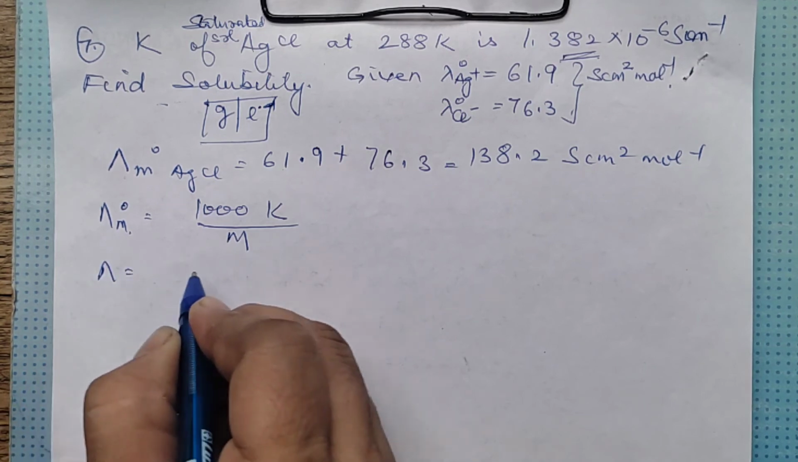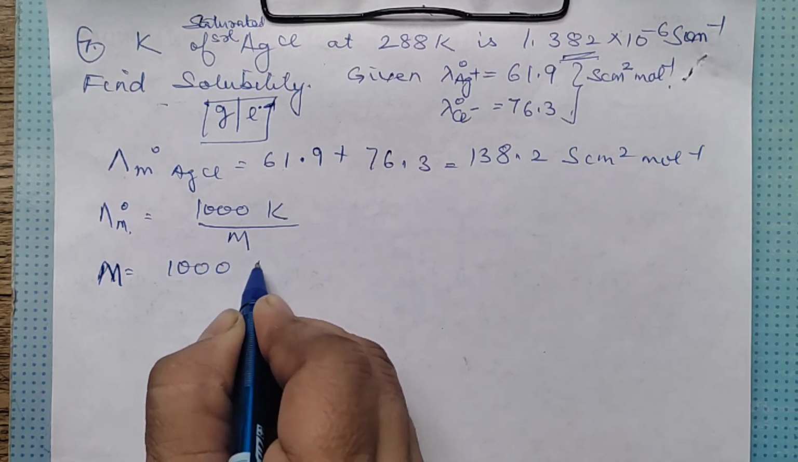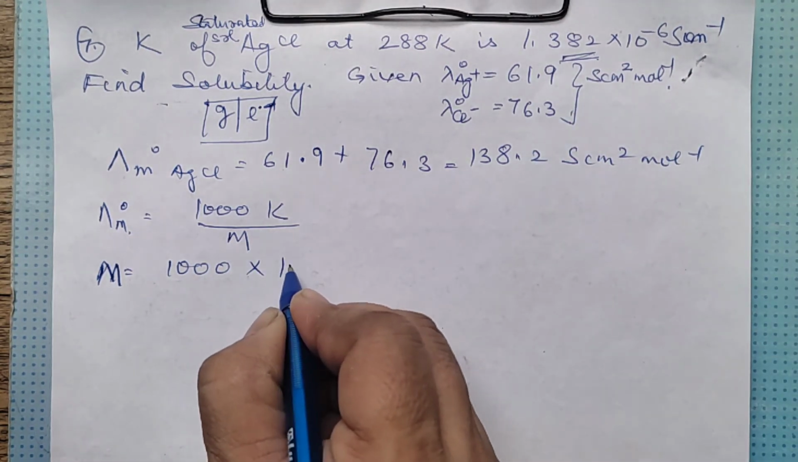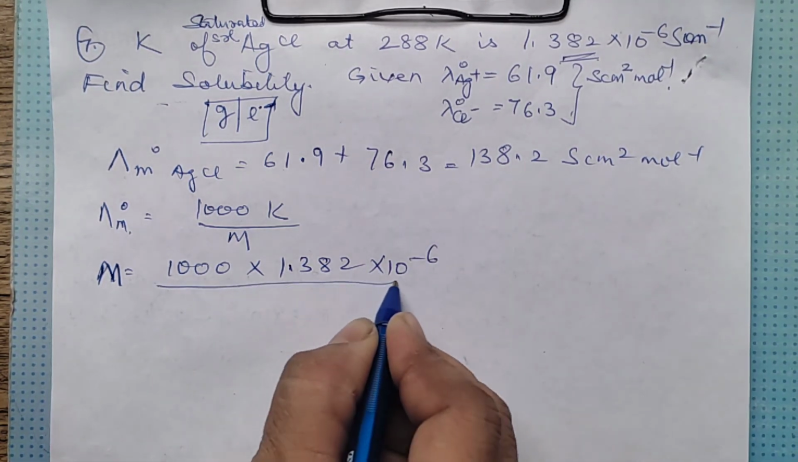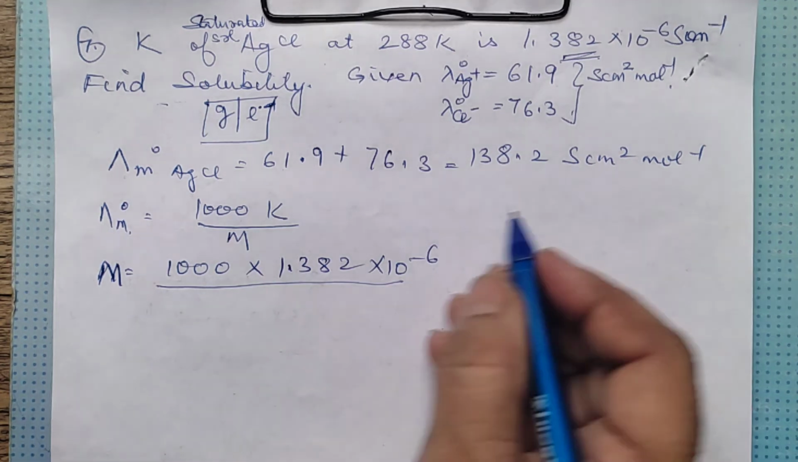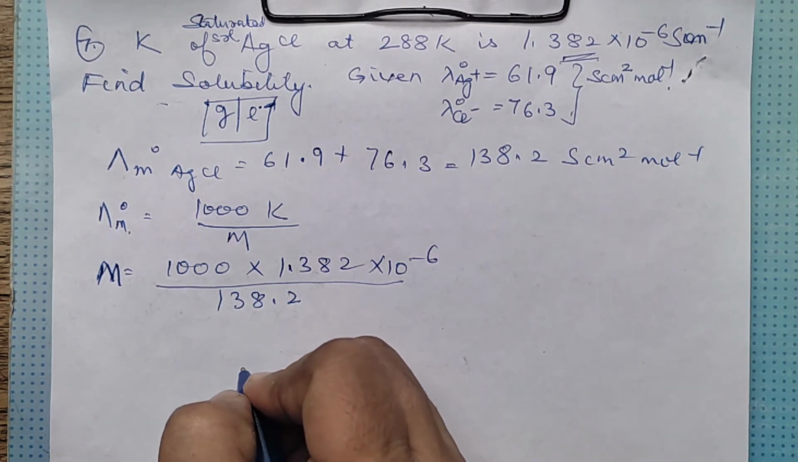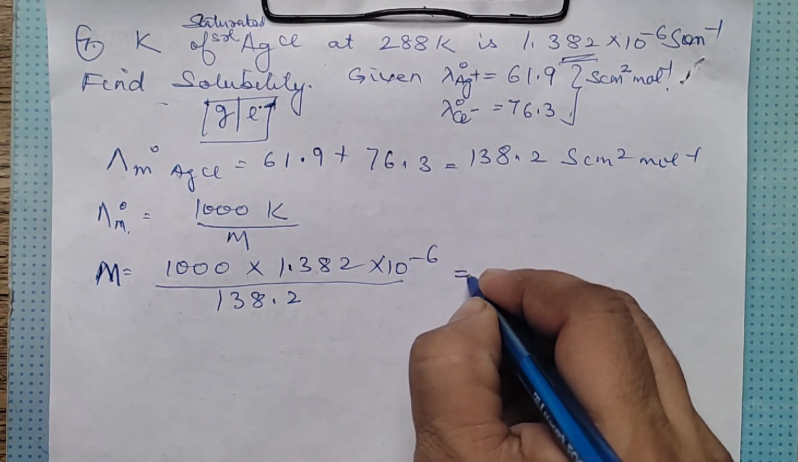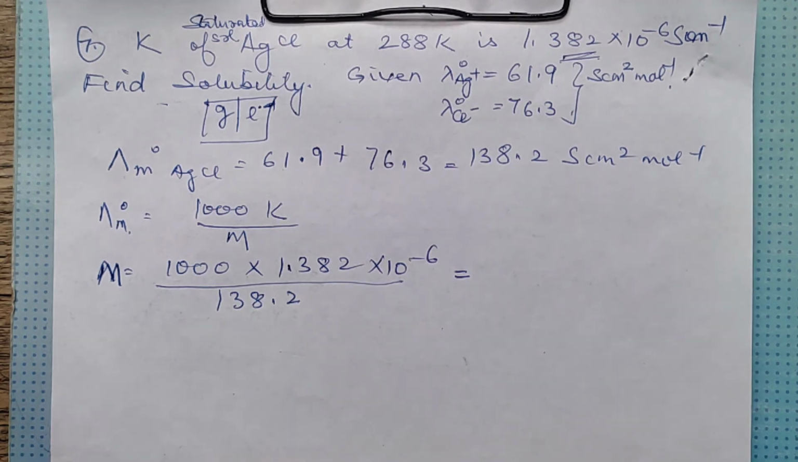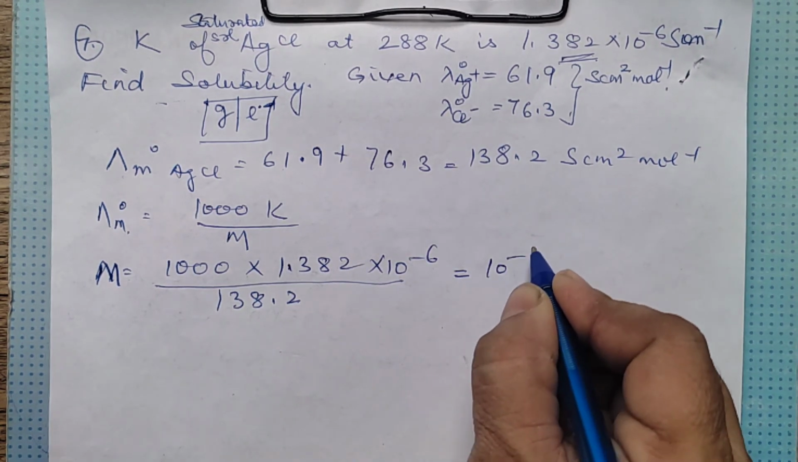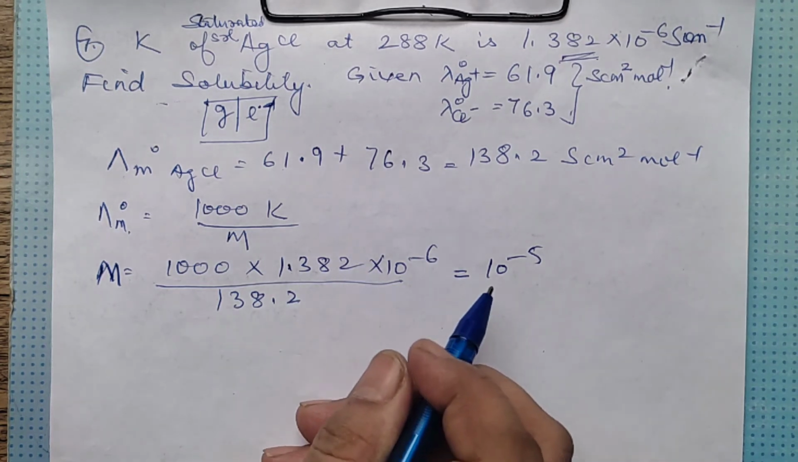So, molarity is equal to 1000 into kappa. What was the kappa value given as? 1.382 into 10 to the power minus 6, divided by the lambda m naught value. What is the lambda m naught value? We got it as 138.2. You will first solve this molarity part. This gets cancelled, and when you solve this, it comes out to be 10 to the power minus 5.